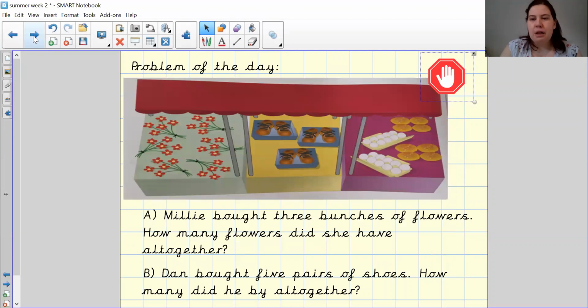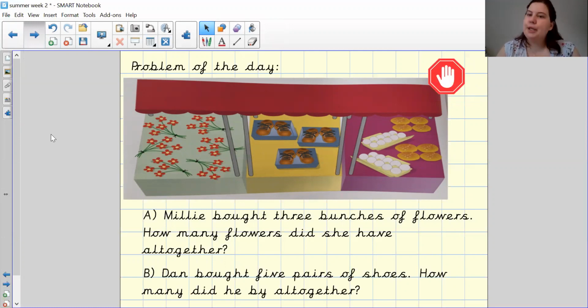So let's start with our problem of the day. A: Millie bought 3 bunches of flowers. How many flowers did she have altogether? B: Dan bought 5 pairs of shoes. How many did he buy altogether? This is a problem that you're going to have to solve. You can use the picture to help you. You can also use some objects around your home to represent the different groups if you need. I'm going to move on, and you will need to pause the video.